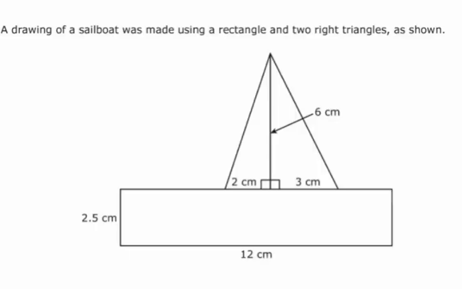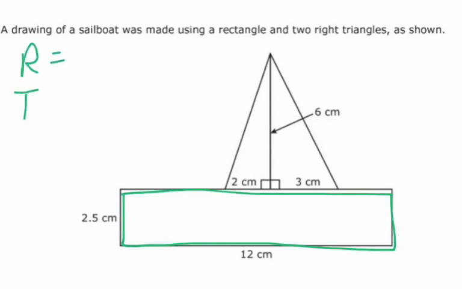So this one too, a similar one right over here. It looks like a drawing of a sailboat was made using a rectangle and 2 right triangles as shown. Solve for the area. So again, we have a rectangular base right over here at the bottom, making a rectangle. We can find the area of the rectangle and the area of the triangles, add them together, the area of the composite shape. In this case, the rectangle is not too bad.